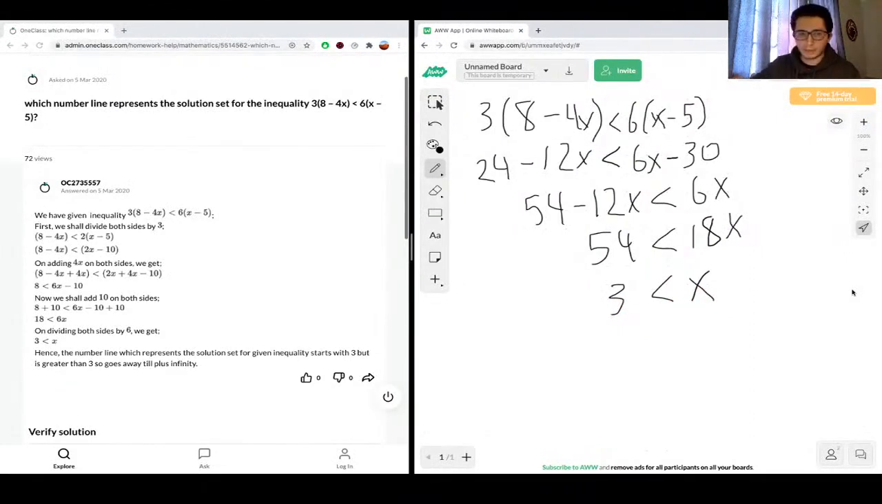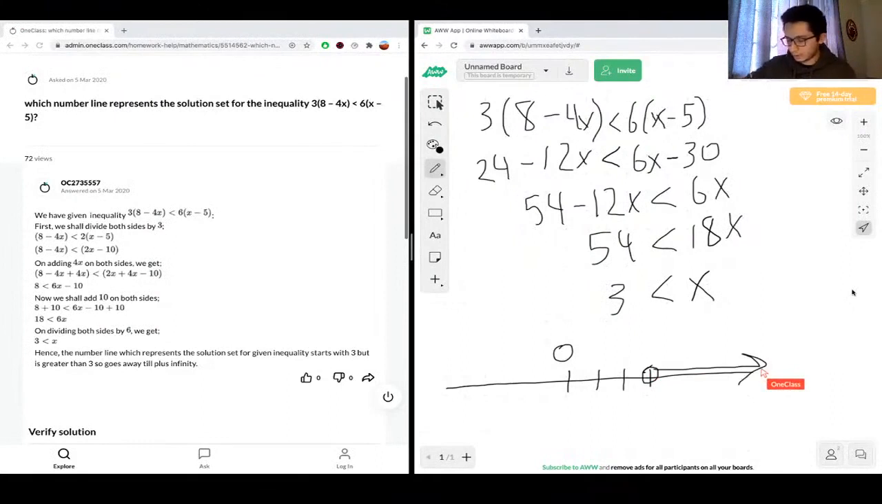So when we're drawing this out on a line plot, it would look something like this. So let's say this was 0, and then we have 1, 2, 3. Since it's a greater than value, not greater than or equal to, at 3 we draw an open circle, and then it goes all the way to positive infinity. If it was 3 is less than or equal to x, then we would make a filled dot here. But that's not the scenario, so it will be just an open circle.